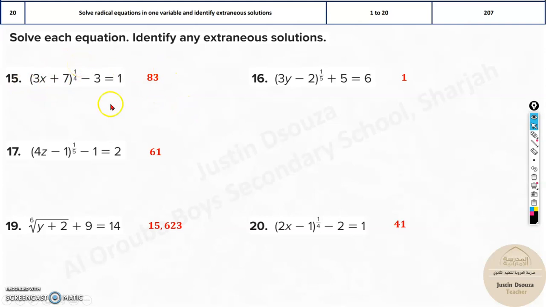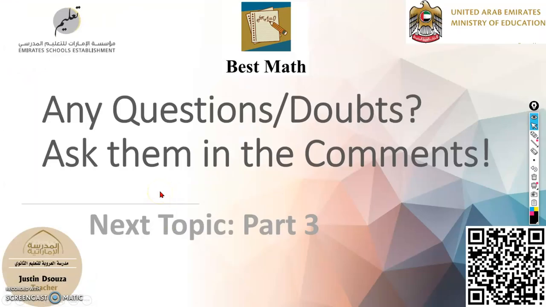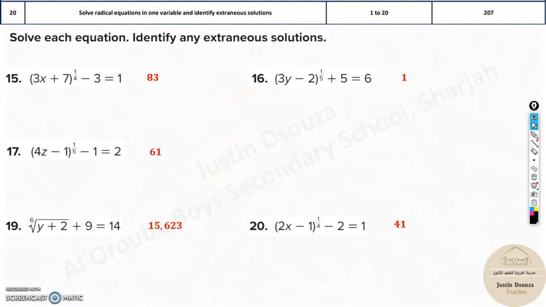You just do it in the calculator and it will tell you whether it's extraneous or not. If there is no solution, it is an extraneous solution. But if you directly get the answer, that's it. So that is basically the end of part 2.